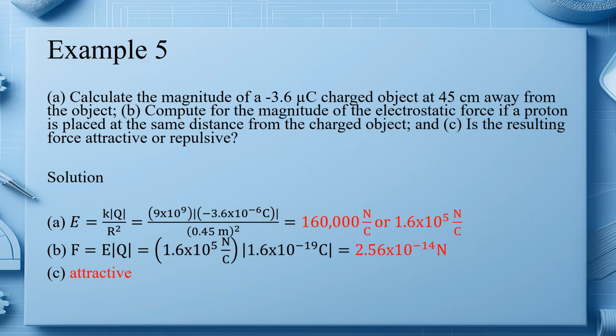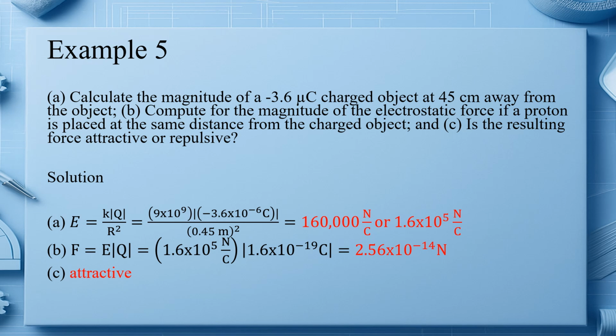So the force is E multiplied by the magnitude of Q. So we just derived the formula here from the original formula of electrostatic force. So our electrostatic force is 2.56 times 10 raised to negative 14 newtons. So the resulting force is attractive because the opposite charges attract.